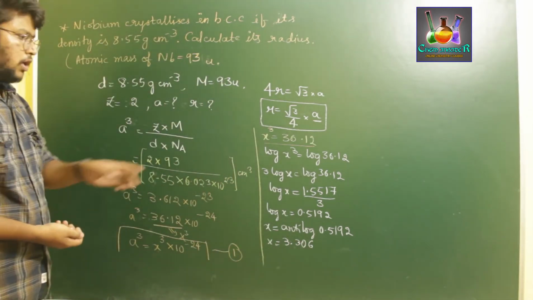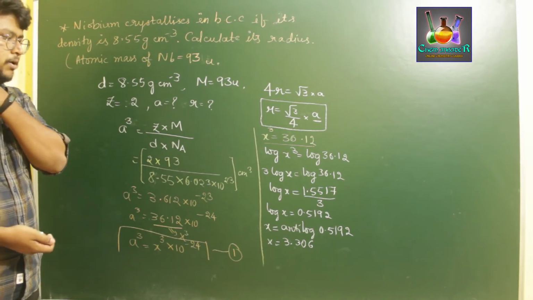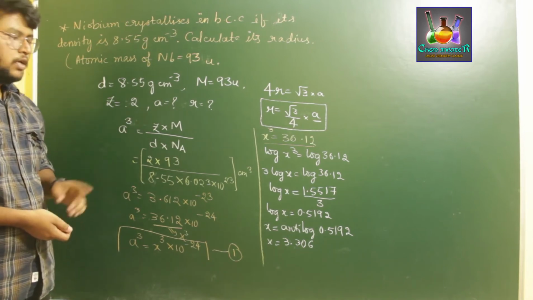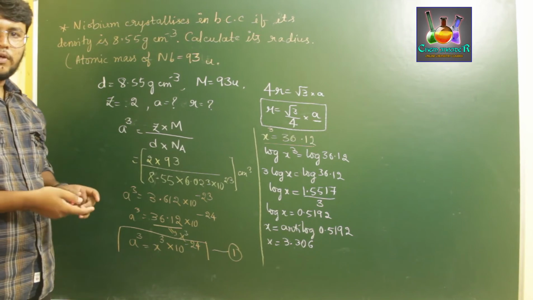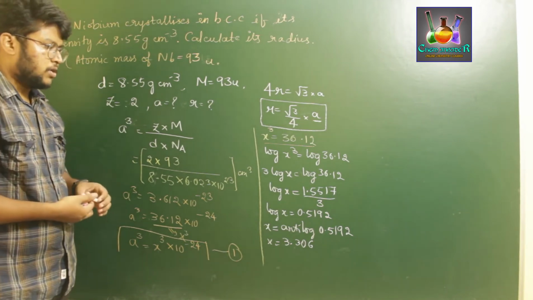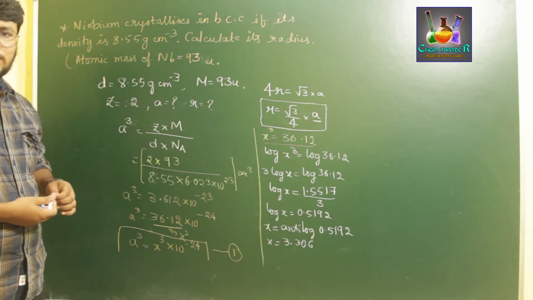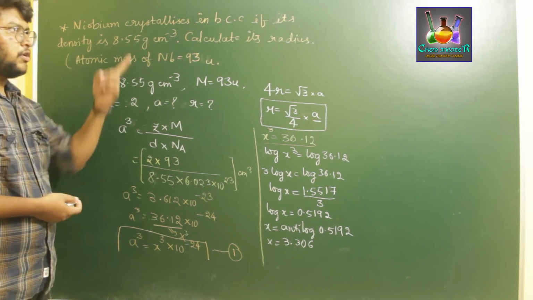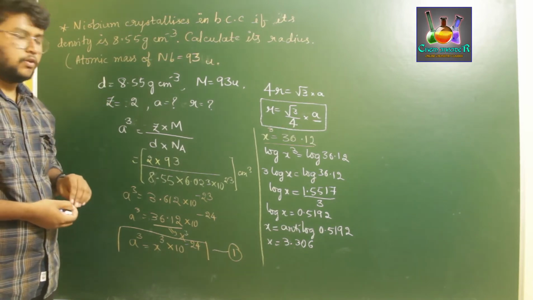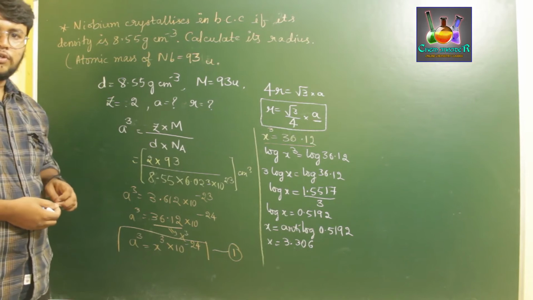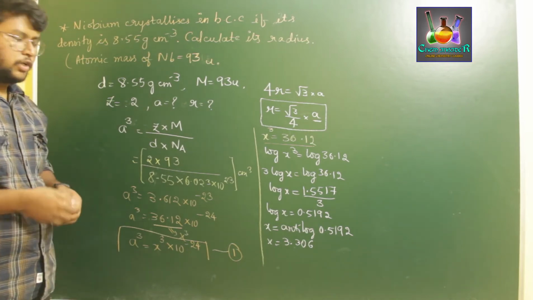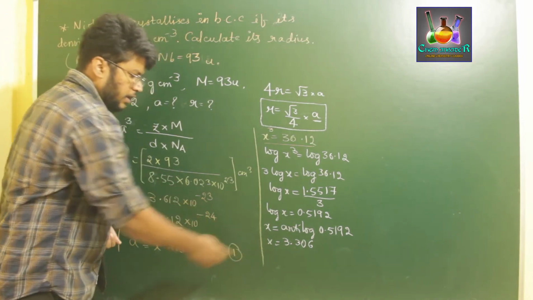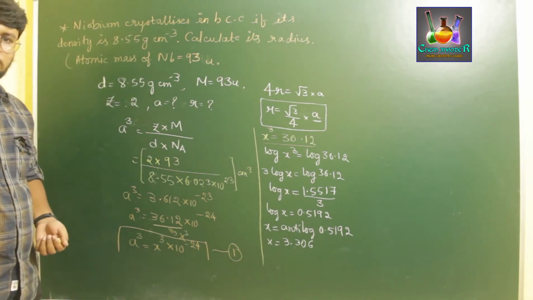If you need to know how to use the logarithm table for calculation of logarithmic values and antilogarithmic values, you can click on the video I have given in the description box, so that you can understand the topic of logarithm table. You can also click on the suggestion which I have given on the right hand side, to know how to use your log and antilog table. So now we have got x value of 3.306.